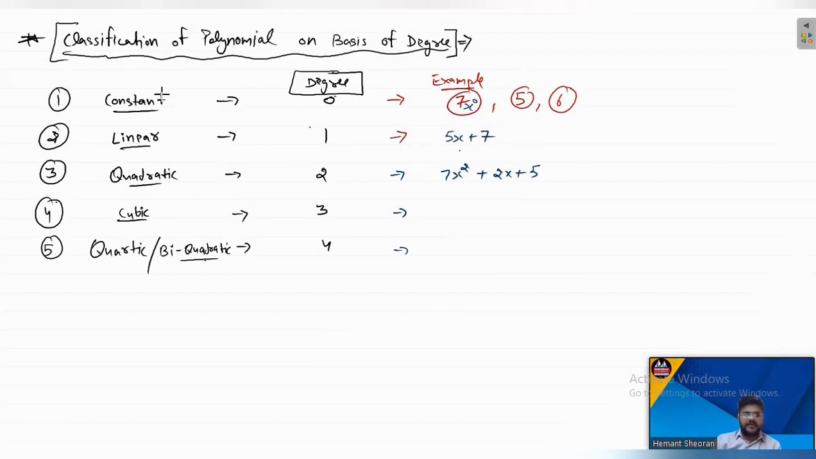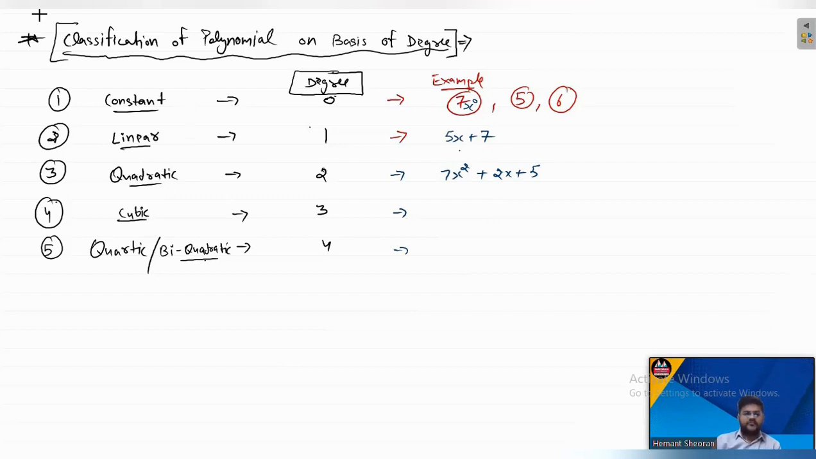The naming is like this: if the degree is 0, meaning the highest power is 0, you will call it a constant polynomial. If the power is 1, you will call it a linear polynomial. If the highest power is 2, you will call it a quadratic one. And if the highest power is 3, you will call it a cubic polynomial, and then comes the quartic one.